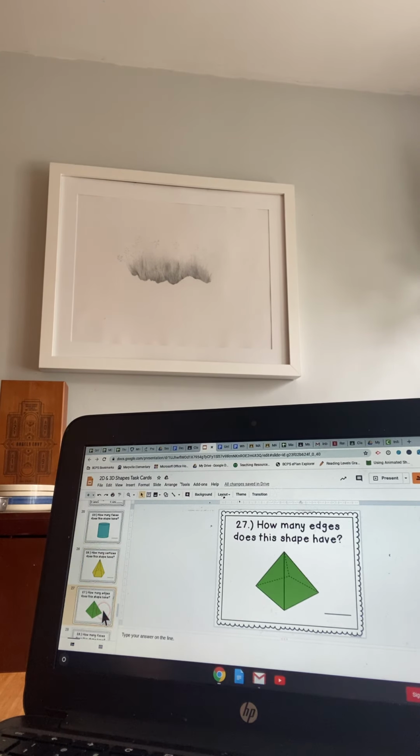This one wants to know how many edges, so that's straight lines. So you have 4 straight lines that make up the bottom, and then 1, 2, 3, 4 that make up your pyramid. So 8 in all.